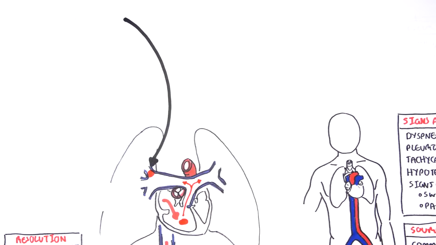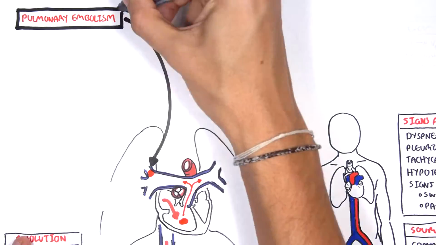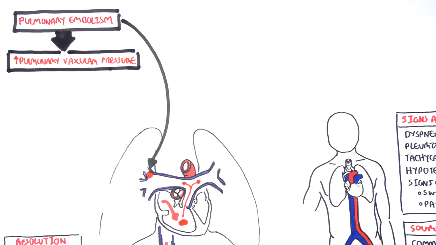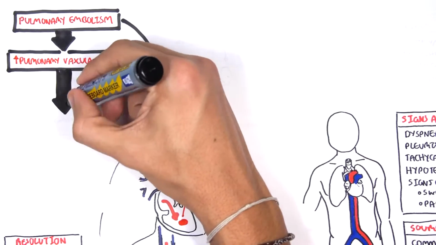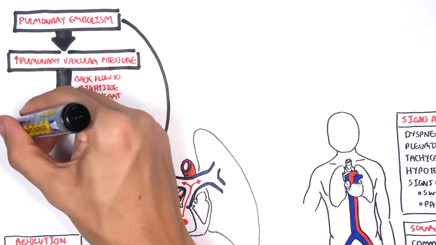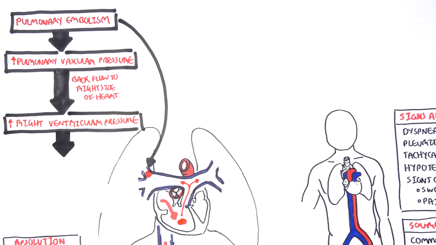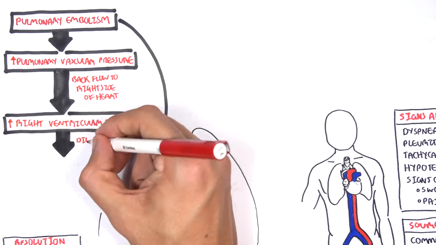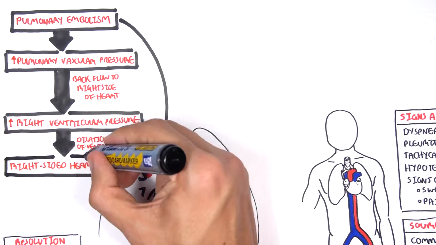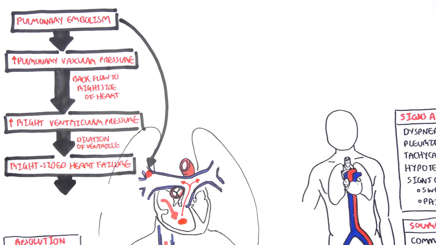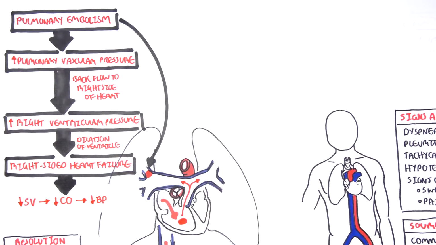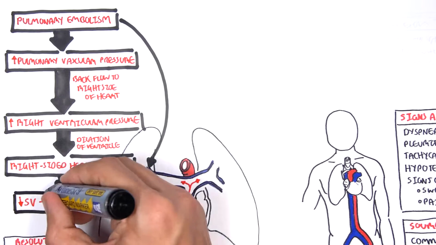So a pulmonary embolism can lead to, depending how big it is, an increase in pulmonary vascular pressure. An increase in pulmonary vascular pressure causes slight backflow of blood to the right side of the heart. And this will lead to an increase in right ventricular pressure. An increase in right ventricular pressure will dilate the ventricles. It will cause dilation of the right ventricle, which can subsequently lead to right-sided heart failure. When you have right-sided heart failure, it will obviously decrease the stroke volume and decrease the cardiac output, and so logically decrease the blood pressure.